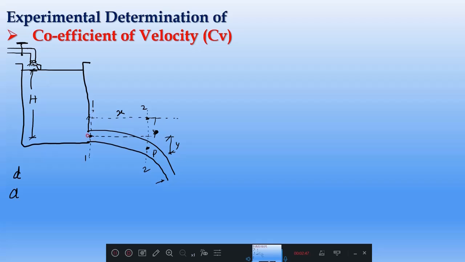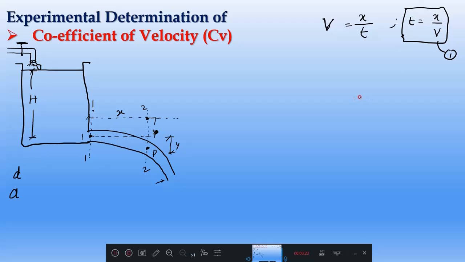This point has traveled from 1-1 to 2-2, which means it has traveled some distance x in the horizontal direction, and it took some time also. That time is called t. Therefore, you get the velocity of the particle traveling from one point to another. I can write this as t is equal to x by v. I will use this expression later. You can call this equation number 1.